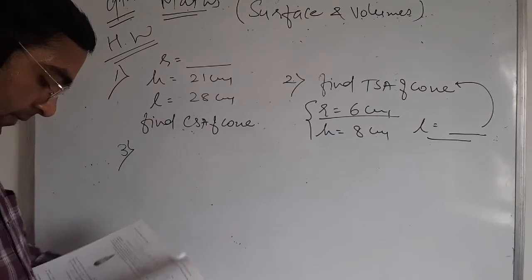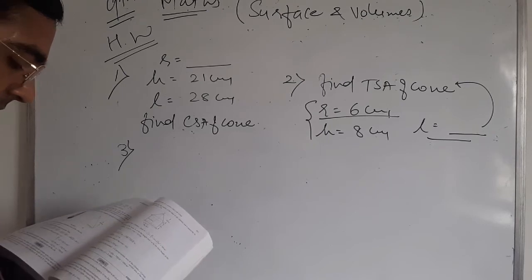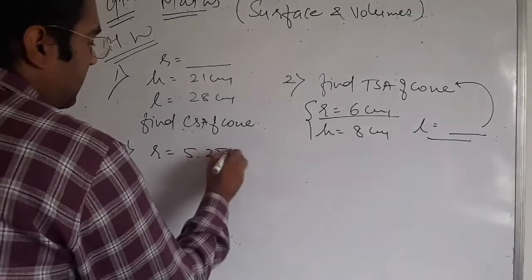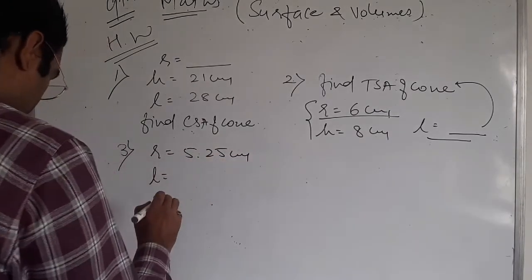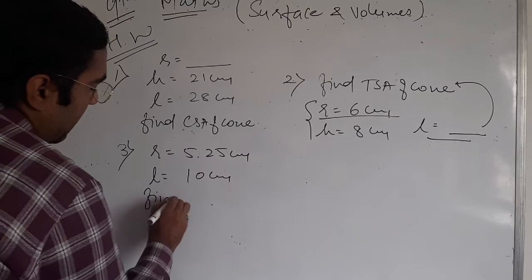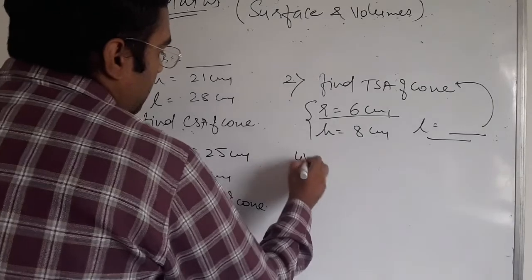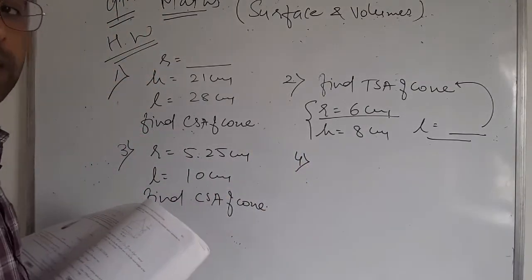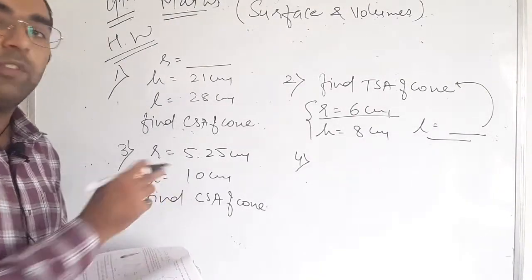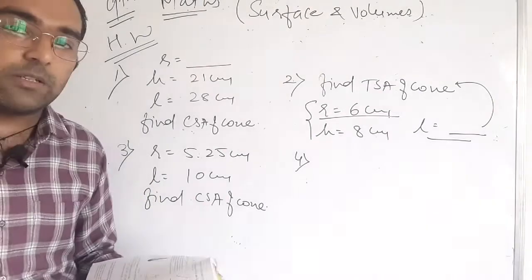The third question: find the curved surface area of the cone. The radius is 5.25 cm and the slant height is 10 cm. In this question you do it directly using the formula curved surface area equals pi r l, and put the values of the radius and slant height in that. Then you directly get the answer.